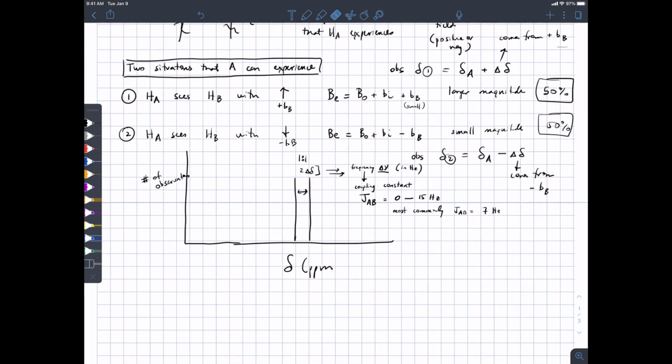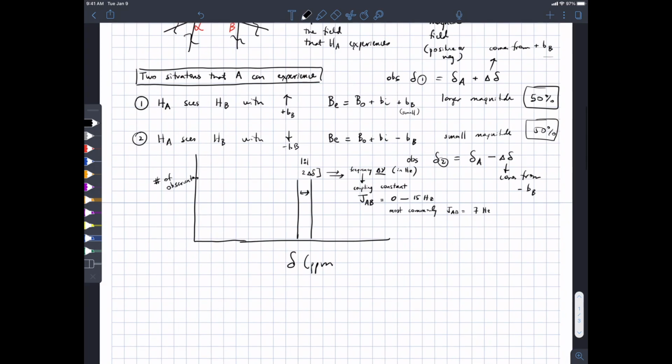One really interesting thing is, and this is the signal I should point out, this is what we observe for proton A. We're not even talking about what proton B sees. Those two peaks don't represent A and B. They represent proton A in 2 different situations influenced by the presence of B, right?